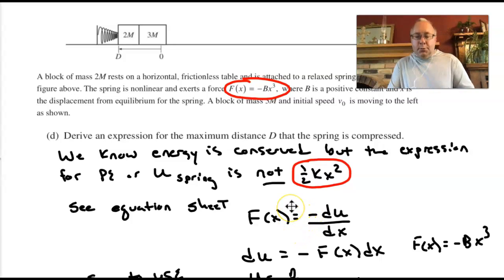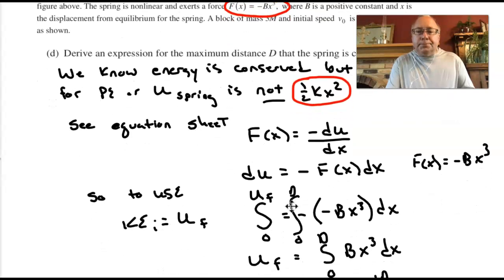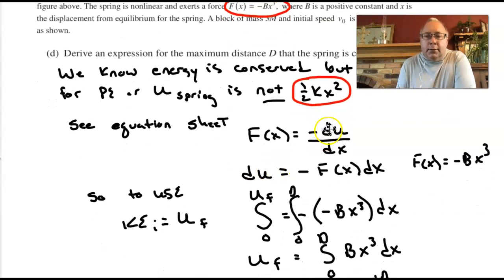We can use this equation from your equation sheet, and this is why I'm showing you this one. This is not one that's often used or maybe remembered by people. If we use this expression from the equation sheet, we can see that dU is going to be negative F of x dx. Just like the work would be F of x dx, the potential is negative F of x dx. So once we have that, we just have to integrate. If we integrate dU, looks like I forgot to put my little dU here.